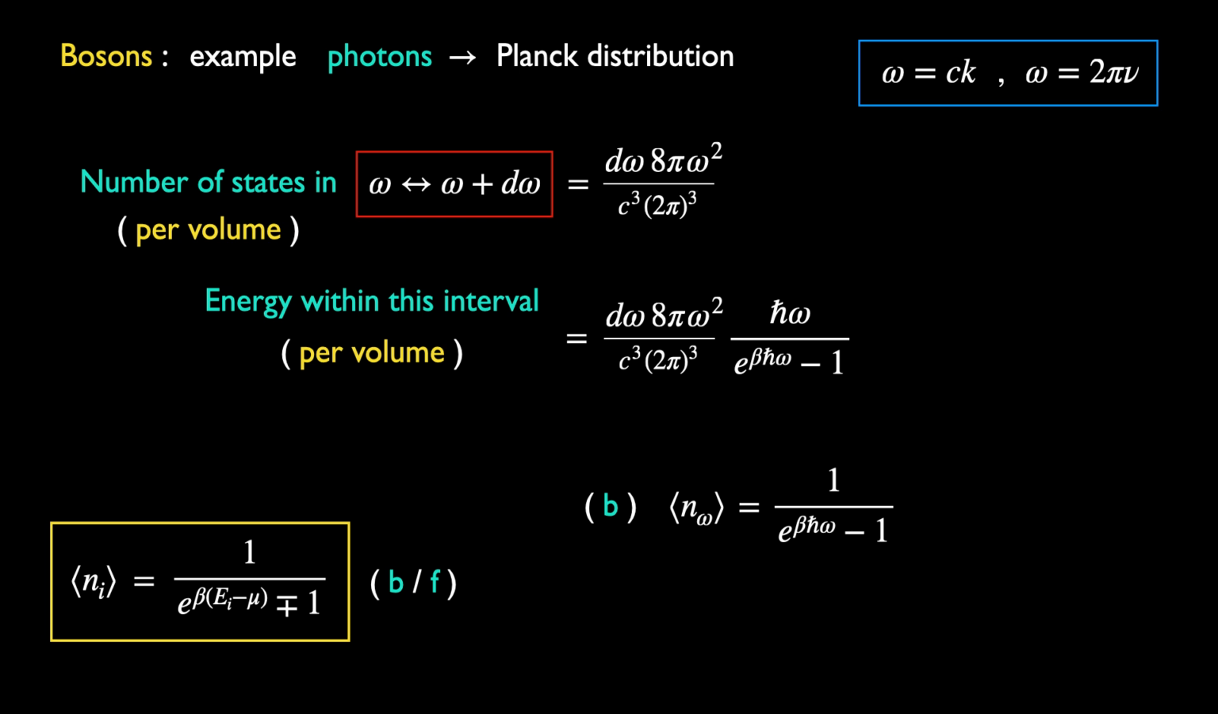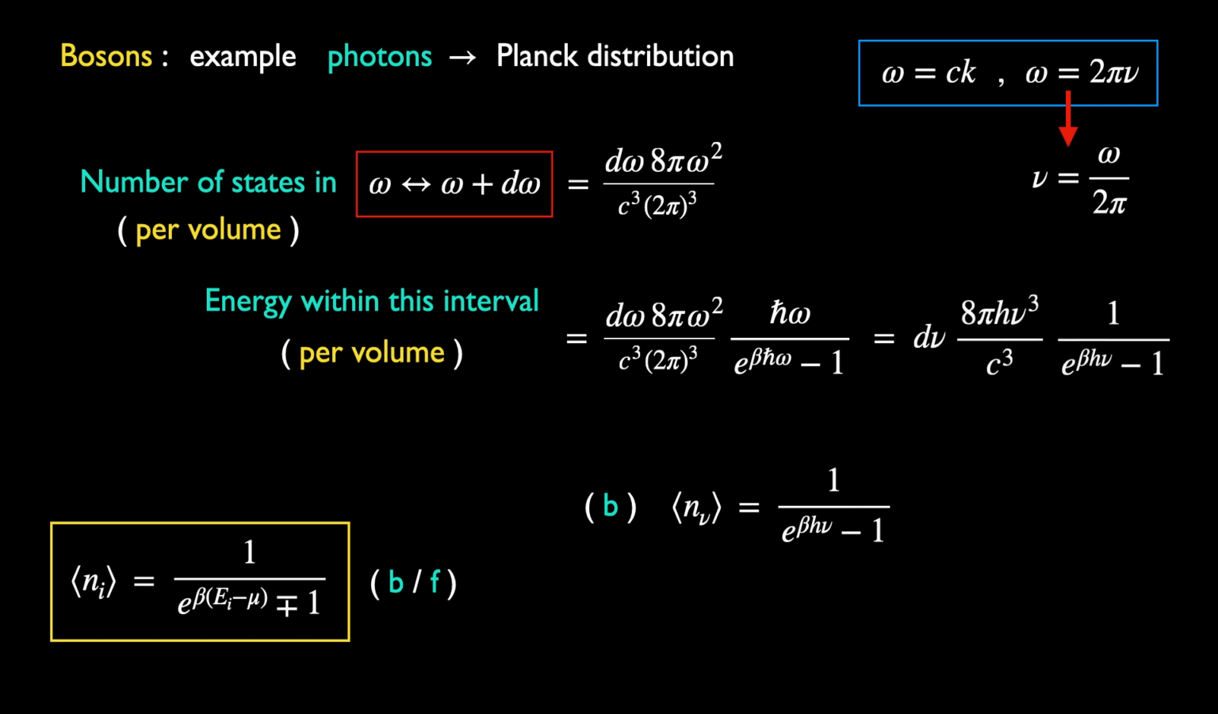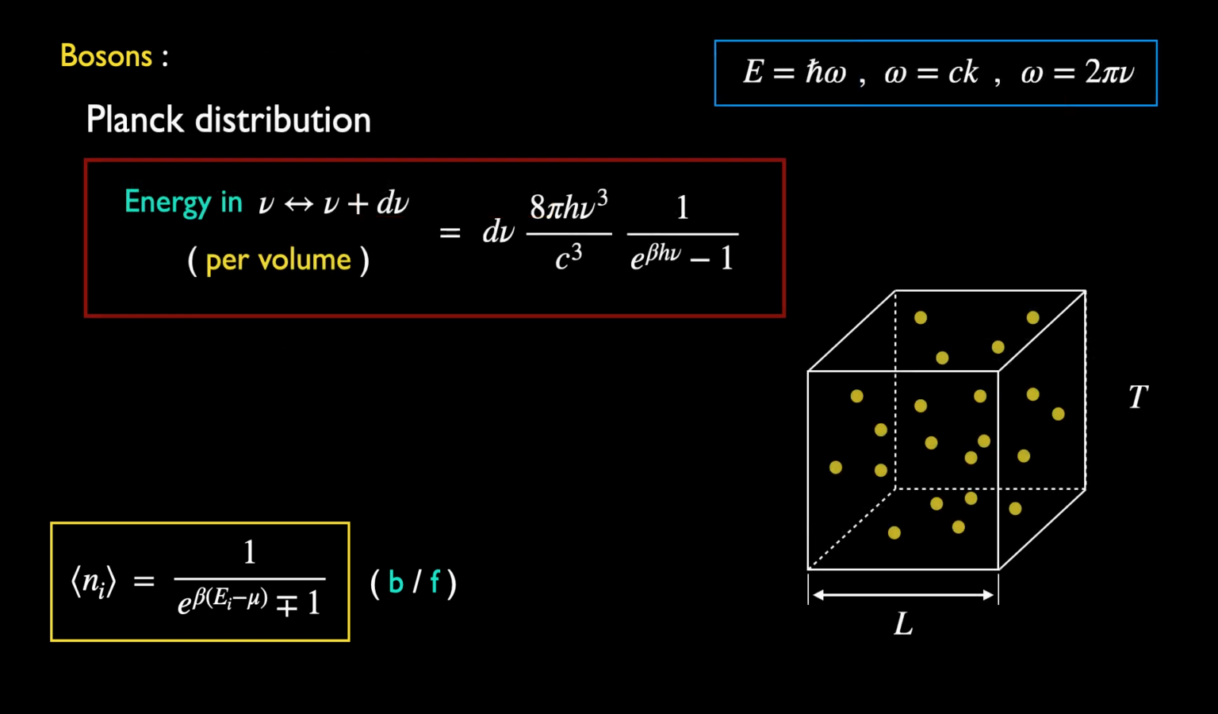Let's express this in terms of the frequency nu using the second relation above. Recall that h bar is defined as h over 2 pi. Thus we have derived Planck's distribution for the blackbody radiation using the particle statistics for bosons.